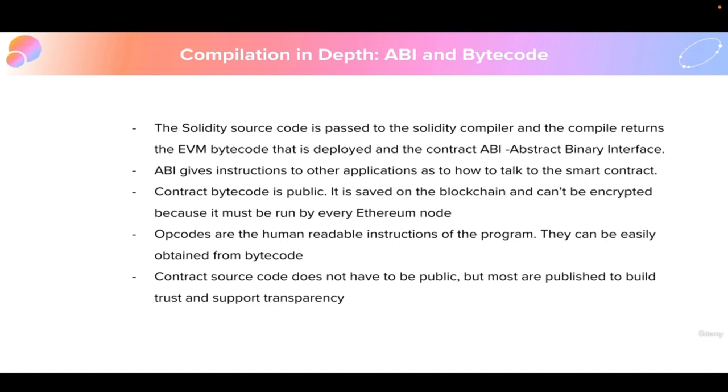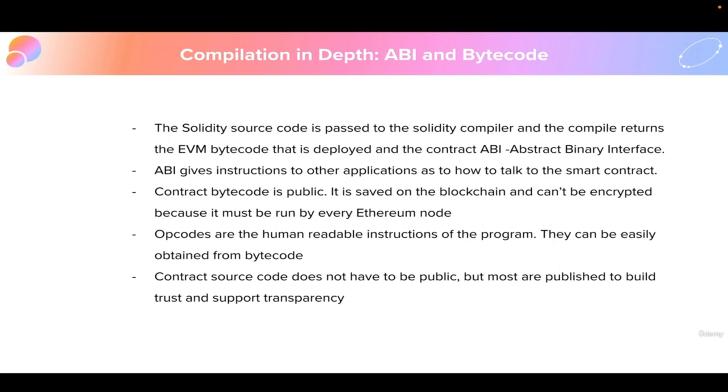Contract bytecode is public. It is saved on the blockchain and can't be encrypted because it must be run by every Ethereum node. Opcodes are the human-readable instructions of the program. Opcodes can be easily obtained from the bytecode. However, the contract source code does not have to be public. There is no way to get Solidity source code from the bytecode alone, but most contracts are published to build trust and support transparency on the blockchain.